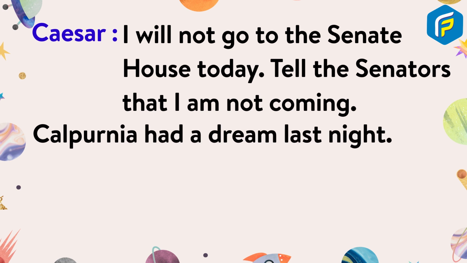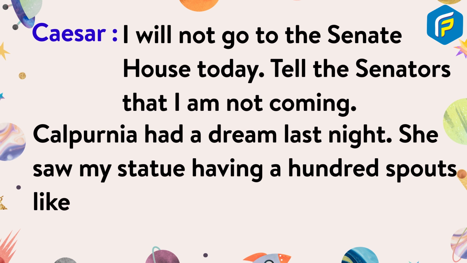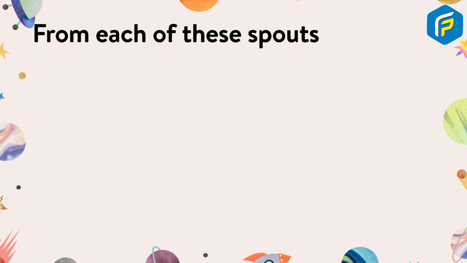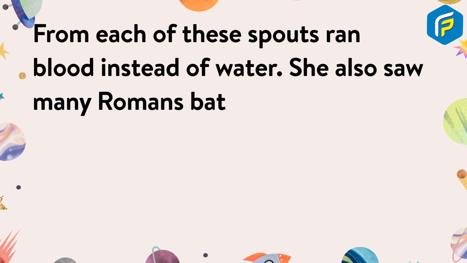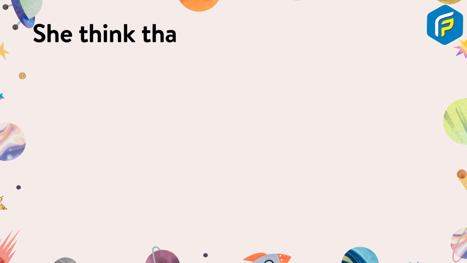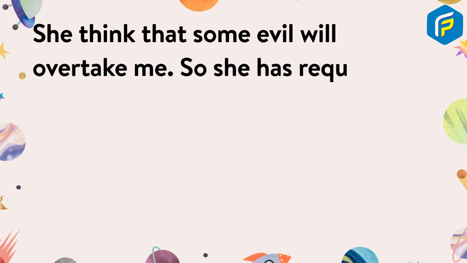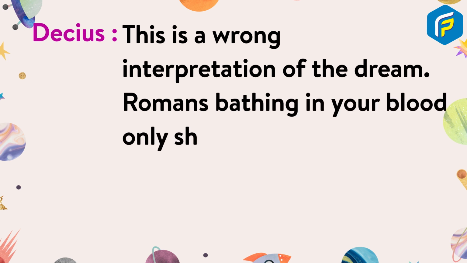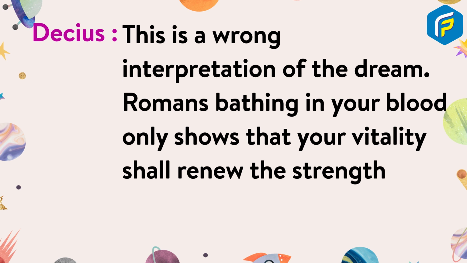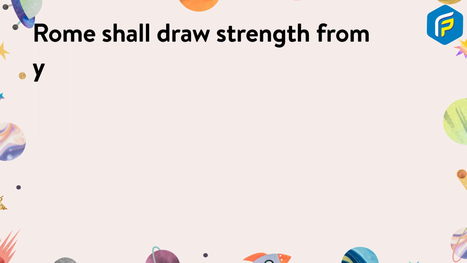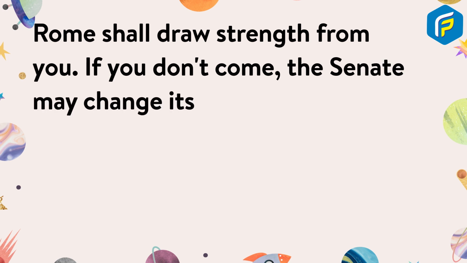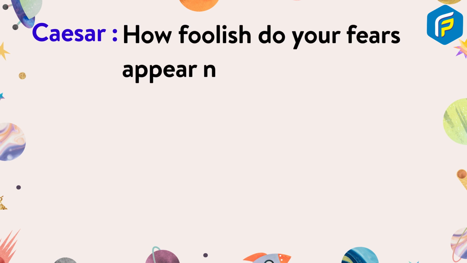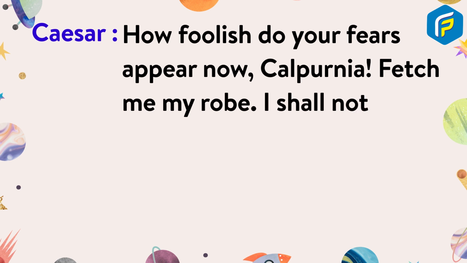Calpurnia had a dream last night. She saw my statue having 100 spouts like a fountain. From each of these spouts ran blood instead of water. She also saw many Romans bathing their hands in my blood. She thinks that some evil will overtake me. So she has requested me to stay at home today. Decius: This is a wrong interpretation of the dream. Romans bathing in your blood only shows that your vitality shall renew the strength of them. Rome shall draw strength from you. If you don't come, the Senate may change its decision to offer you a crown today. Caesar: How foolish do your fears appear now, Calpurnia. Fetch me my robe. I shall not stay at home.